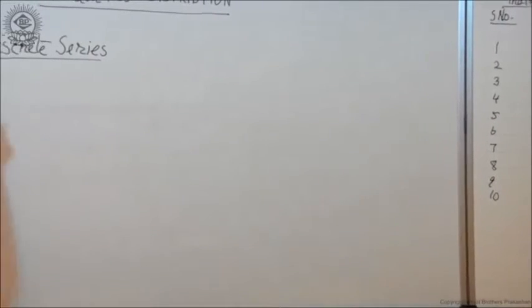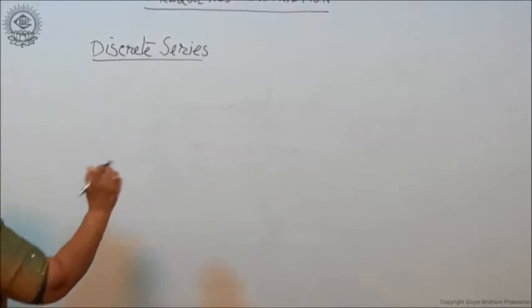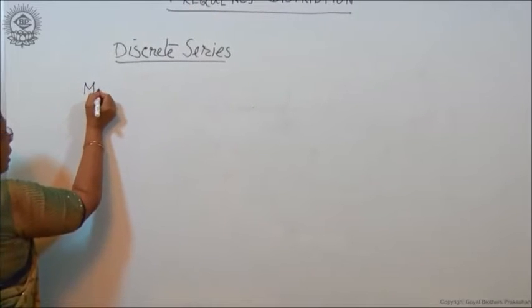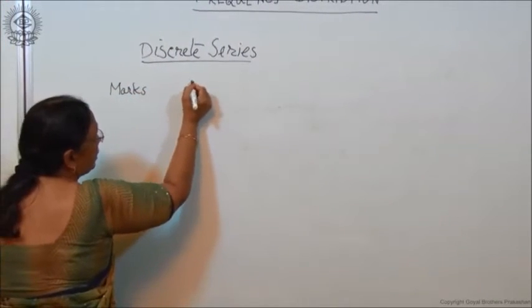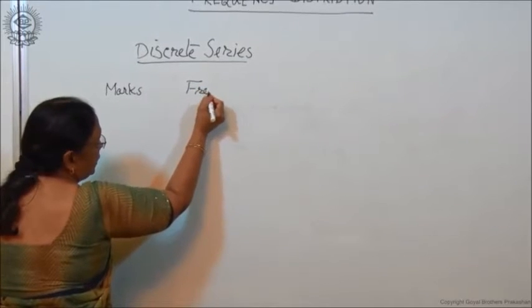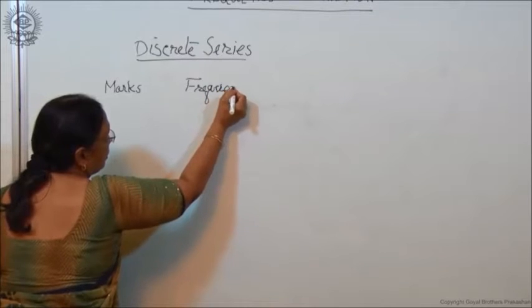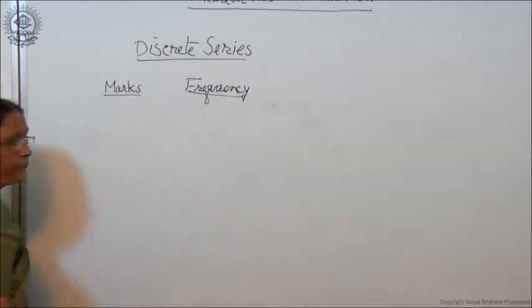Now here in the discrete series, as I told you, this is on the basis of frequency distribution. So you will make the columns accordingly. First you will write down the marks, first column, and second is frequency. These are always made on the basis of frequency.